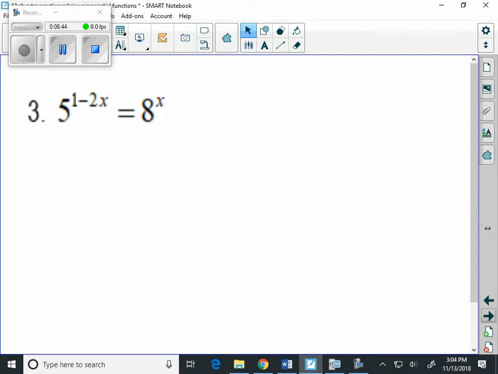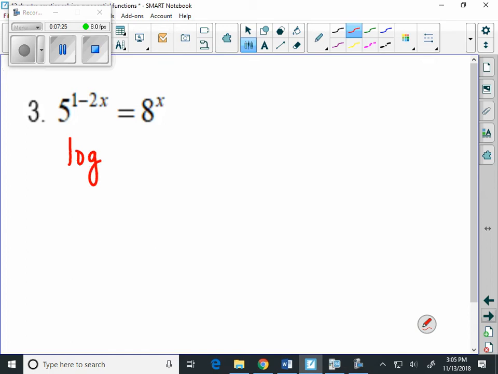Problem number 3. A little bit more complicated, but the good news is that the problem is already isolated. We don't have to move anything around before we can start this problem. And it just depends on your teacher. If you have Mrs. Krause, she's going to put natural log in for both sides, ln. And if you have Mrs. Danhoff, she's going to put in log. It doesn't matter which one you choose, but just stick with it. If you put ln in on one side, put it in on the other side as well.